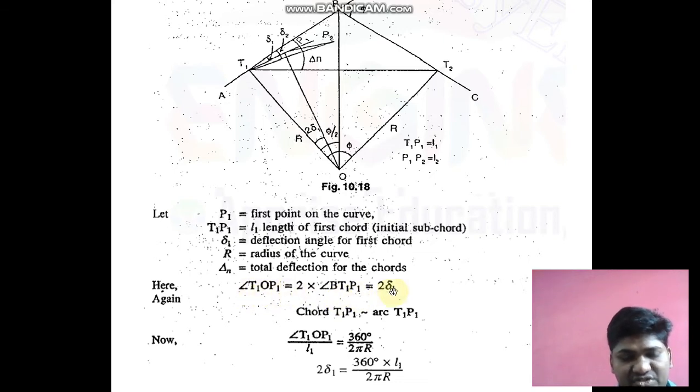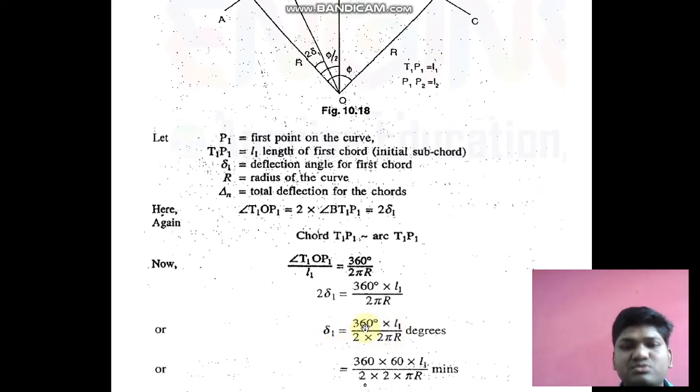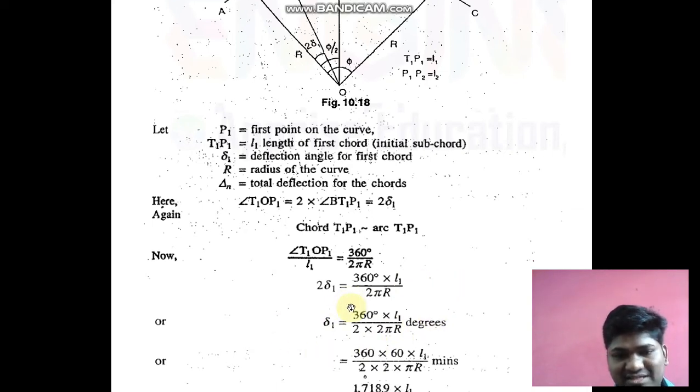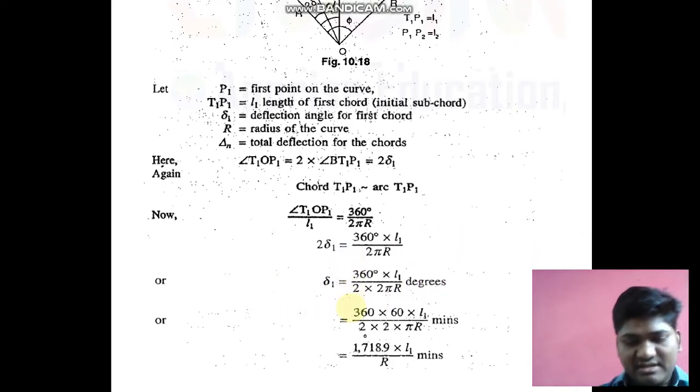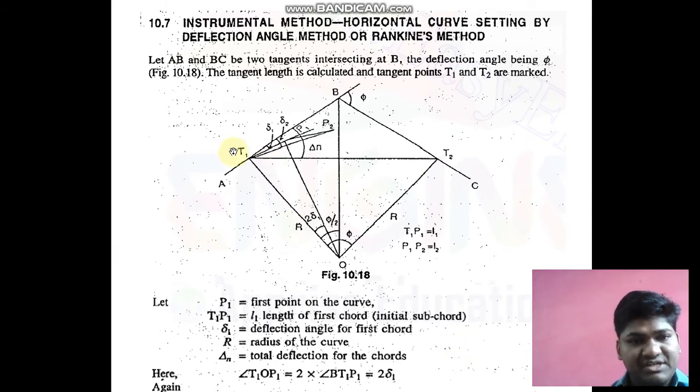So angle T1OP1 equals twice delta 1, and I have substituted that value here. I've sent L into the multiplication, and after rearranging, I've got the formula: delta 1 equals 360 degrees into L1 divided by 2 into 2 pi r. This 2 I've sent here, and the answer is in degrees. If I have to convert degrees into minutes, I multiply by 60, and after some calculation the formula for delta 1 becomes 1718.9 into L1 divided by R, and the unit will be minutes. So this is a simple derivation, no need to make it complicated.